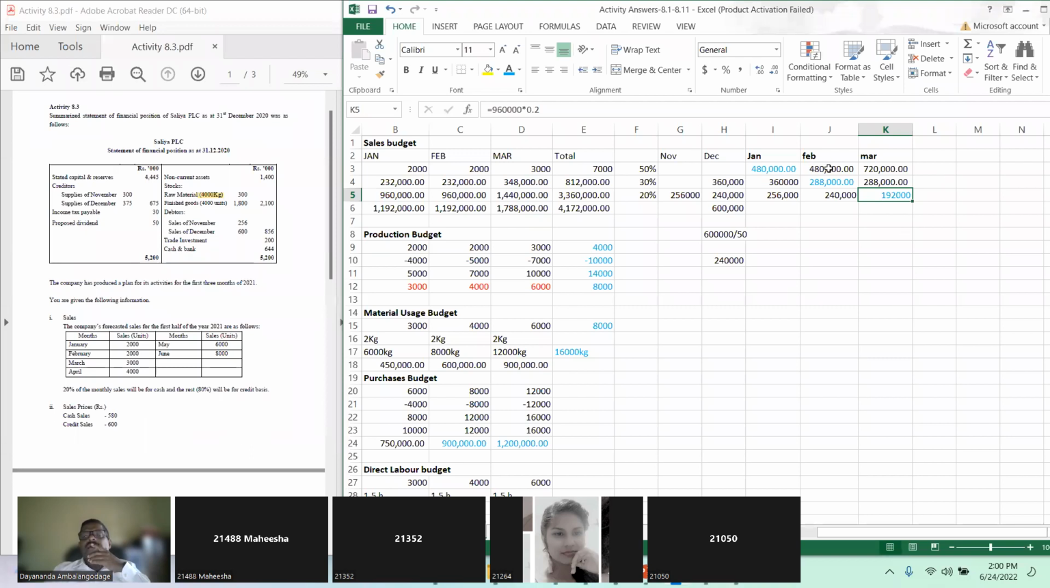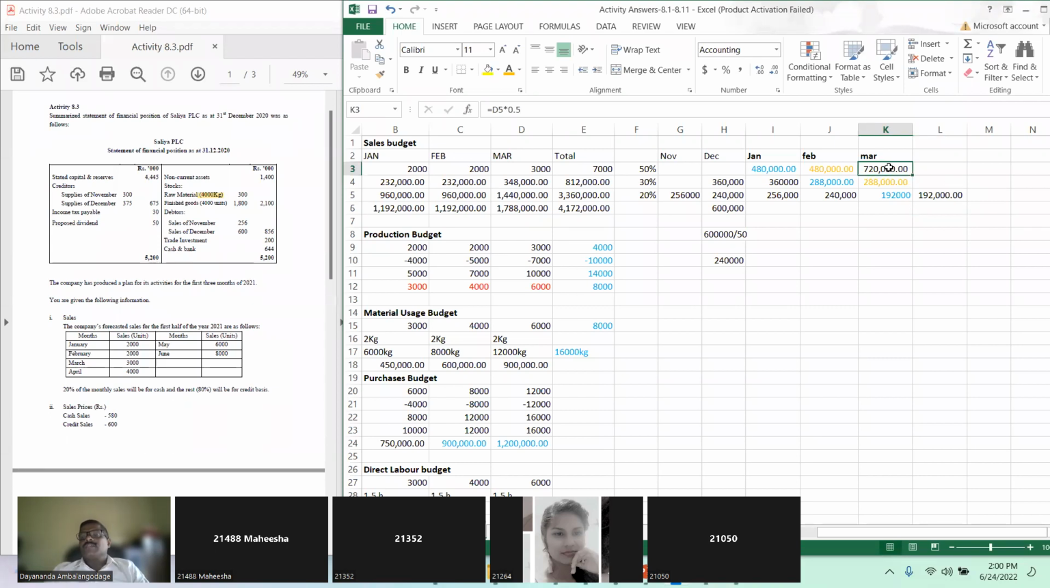February sales would be this one. Shall I put another color? This one and this one, which is 30%. And you need to receive another 20% from your February sales. So thereby debtors would be February sales into 20%.